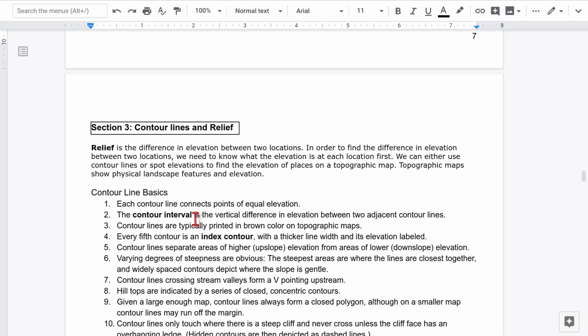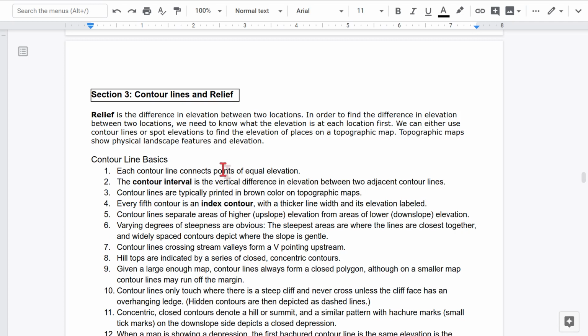Section 3 is about contour lines. Hopefully you watched the other video that has a brief overview of contour lines, but some of the basics about contour lines: each contour line connects points of equal elevation. So if you walked along any one contour line, you would always be at the same elevation.